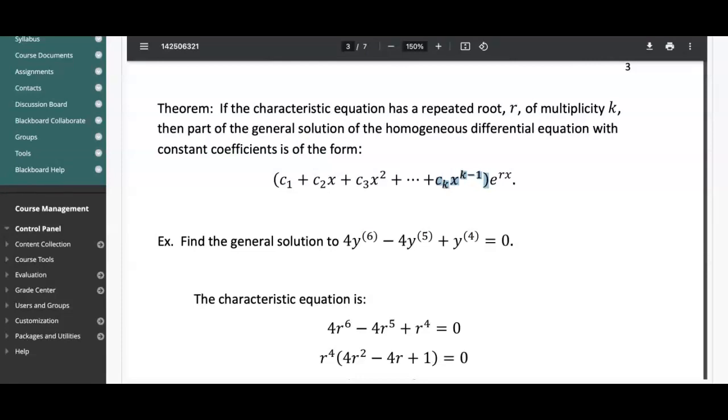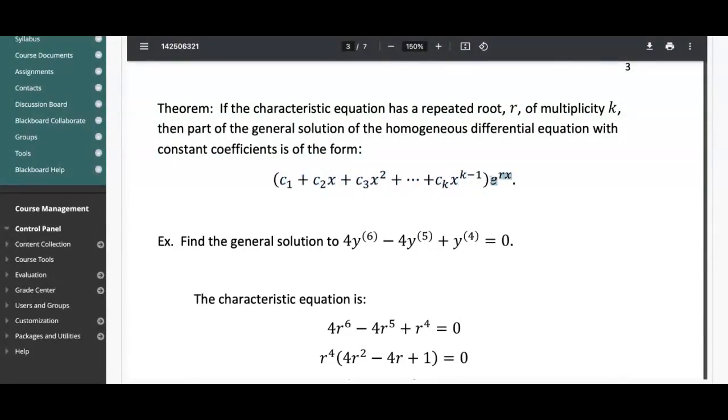Okay, so this is new to us. If a root has a multiplicity of k, one part of the general solution is in this form, a polynomial of degree k minus 1 because the multiplicity is k. If R has multiplicity of 3, you would have a quadratic, a second order polynomial. If k is 5, you would have a polynomial of degree 4.